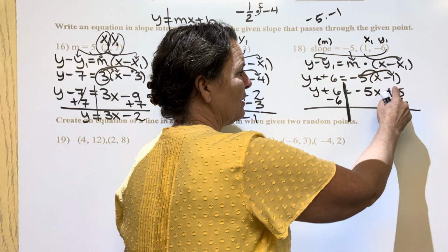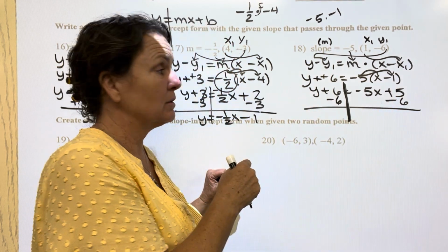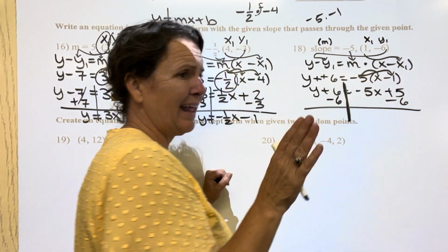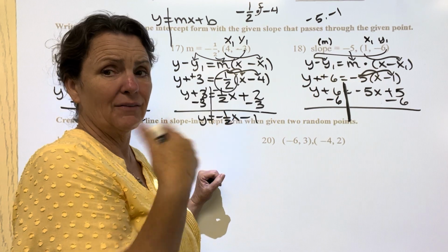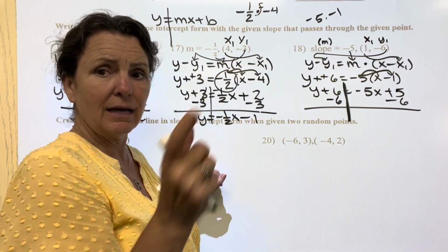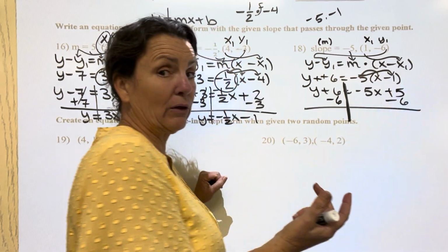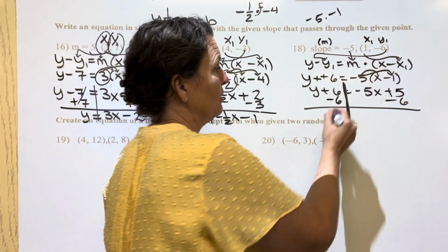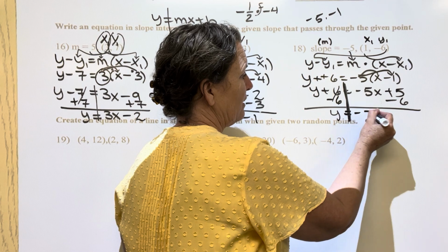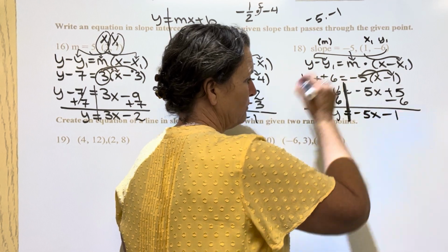And I would only put it under the 5 because they're like terms. Negative 5x is not hanging out with a negative 6. If I'm an x, I'm hanging out with other x's. That makes them like terms. These are just constants. They're just regular old numbers. They hang out. So we have y equals negative 5x minus 1.